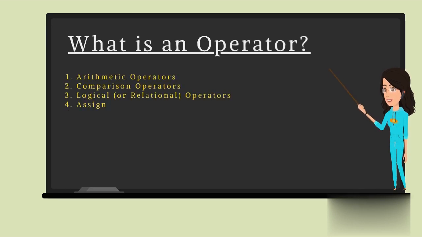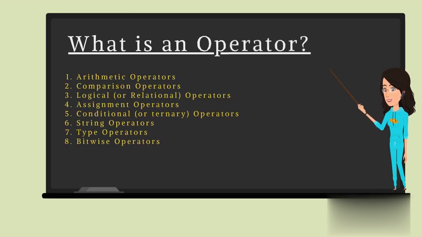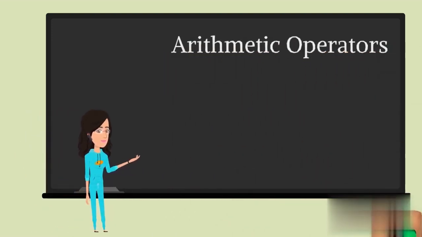JavaScript supports the following types of operators, you can see on the screen. First is arithmetic, second is comparison operator, then logical operator, assignment operator, and conditional operator. The conditional operator is important here because I also explain it in the React playlist. If you want to learn React, there is one video where I discuss the conditional operator. So let's have a look at all the operators one by one.